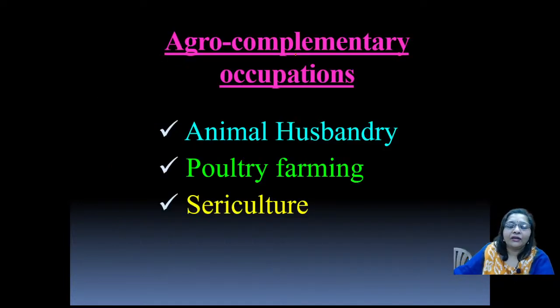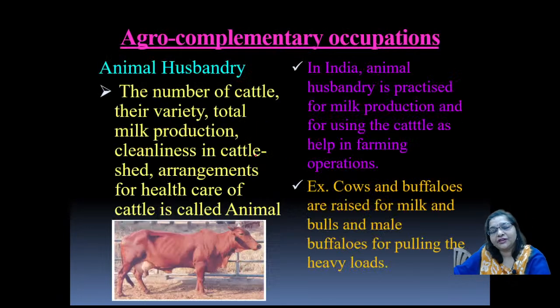Now, next let us go to the agro-complementary occupations. Let us see a few of these agro-complementary occupations. One is animal husbandry, which we are going to study in brief, then poultry farming, and sericulture. Under this, let us see animal husbandry. What is animal husbandry actually?